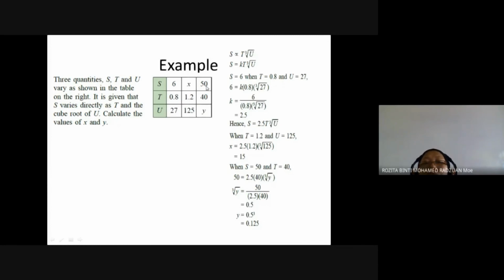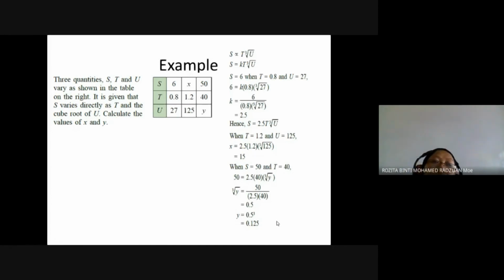And then we want to find Y, right? In the third column here, we have the value of S, 50, we have the value of T, 40, but we don't have the value of U. The value of U is Y. So just substitute: 50 equals 2.5 times 40 times cube root of Y, because you want to find Y, and then just solve the equation. We have cube root of Y is 0.5. If we transfer the cube root, we get power of 3. So Y is 0.5 to the power of 3. So we get the final answer, 0.125.